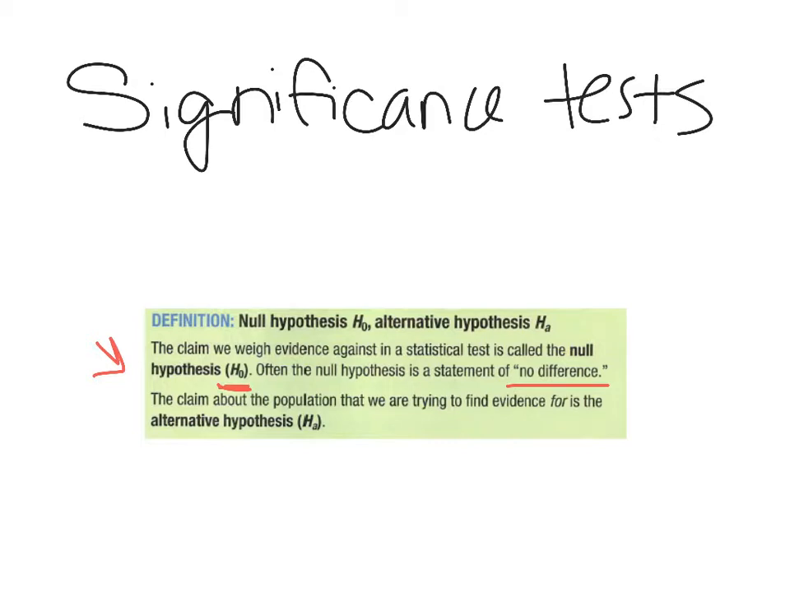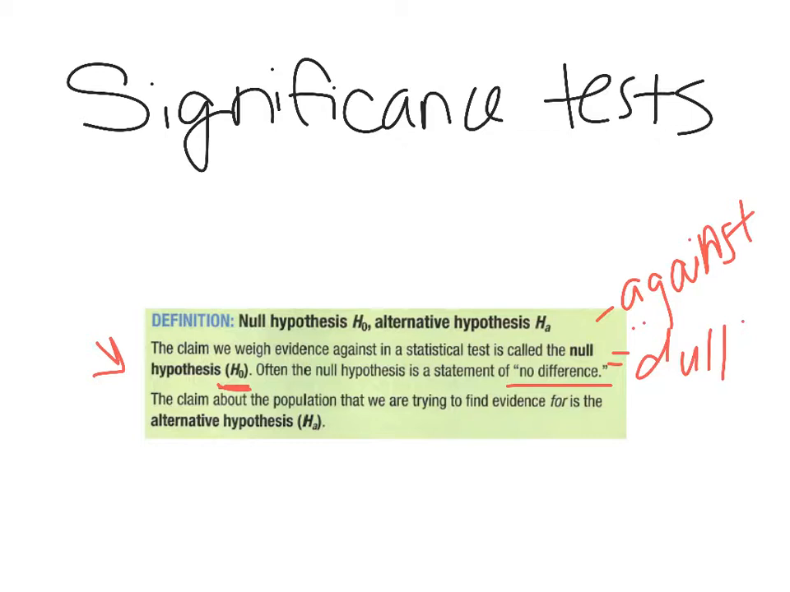This is what we're trying to look for evidence against, the null hypothesis, because as a general rule, we're doing some kind of experiment and we want it to go another way. We want it to make a difference. So we're looking for evidence against this one. One of the ways that you can remember how to write this is keep in mind that this is your dull hypothesis. It's your boring hypothesis. Nothing is happening. There's no difference.